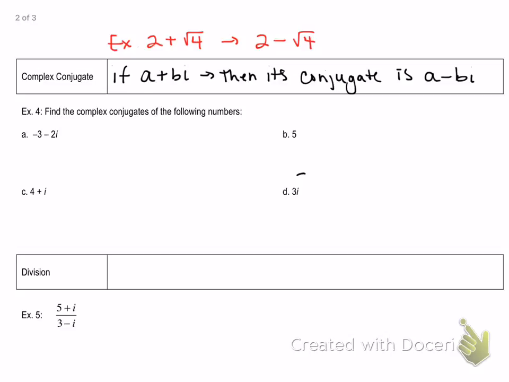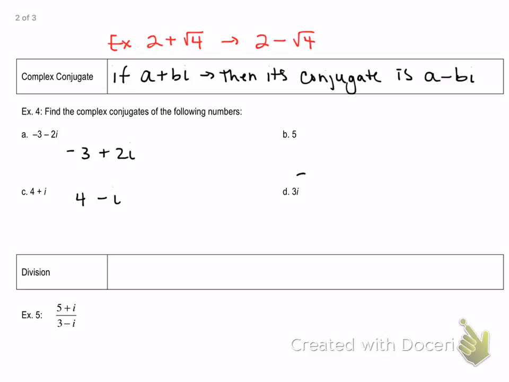So first in example 4, it just says find the complex conjugates of the following numbers. So here we're just figuring out what they are. So for part A, it would be negative 3 plus 2i. For part C, it would be 4 minus i. And then B and D are sort of the special cases.